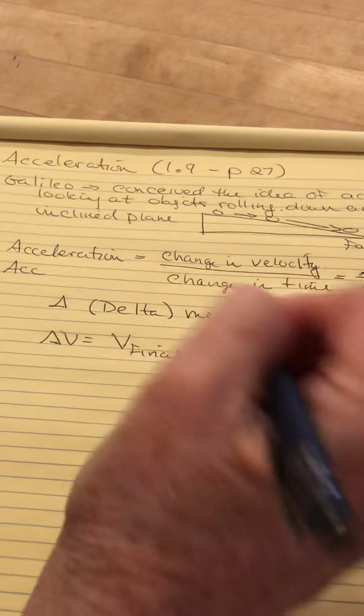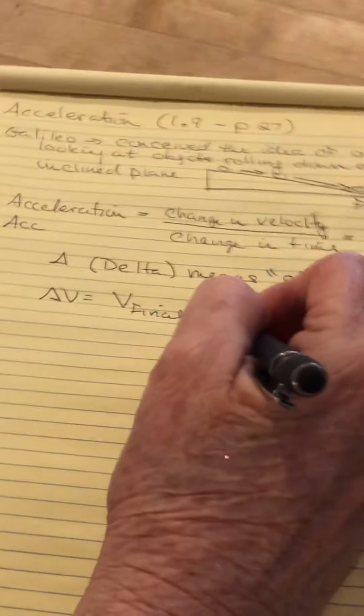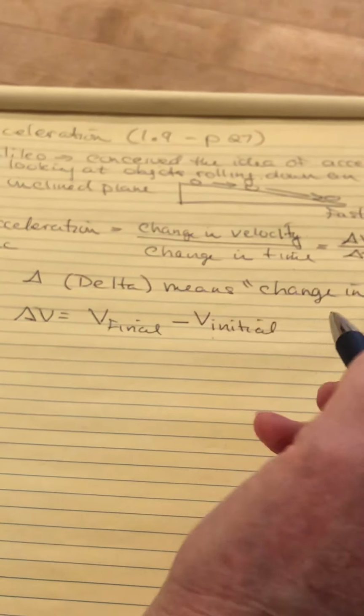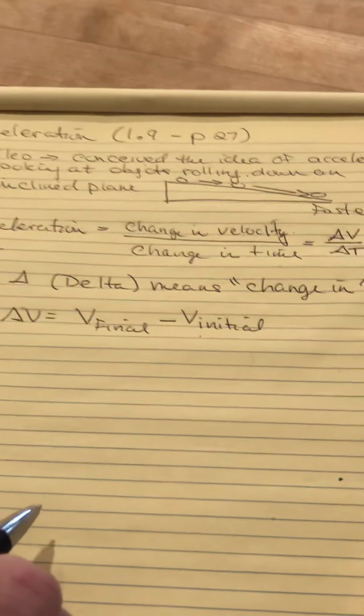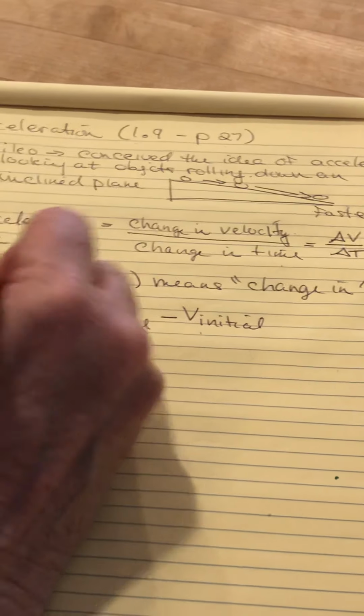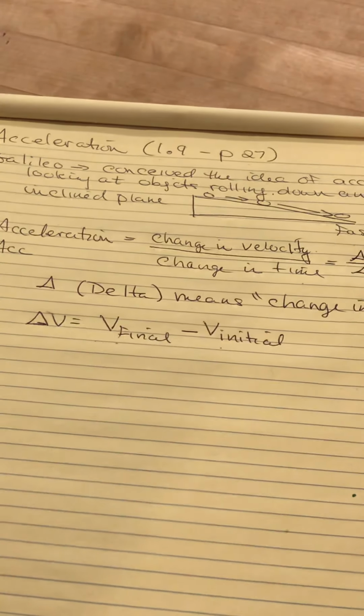Now, sometimes that initial velocity might be 0 if you're just standing still when you start. Other times the initial velocity could be 10 meters per second. Who knows? But I think you always have to remember here it's final minus initial.